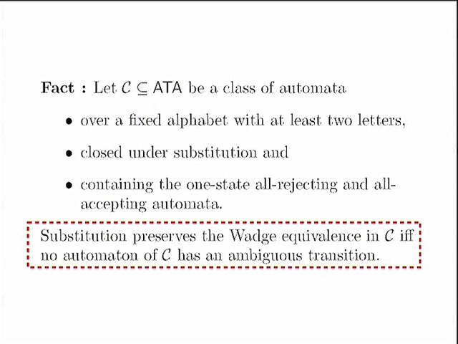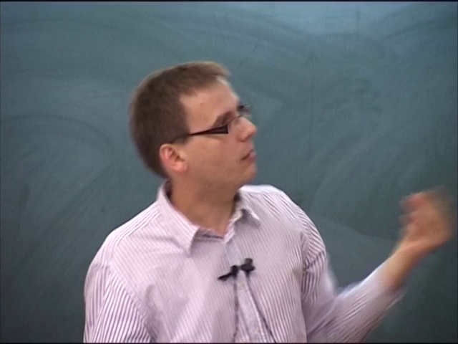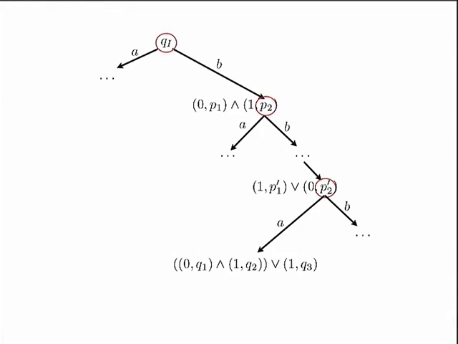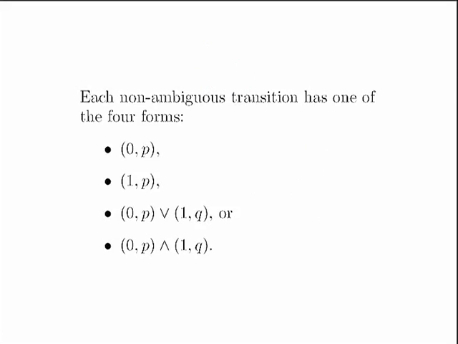the wedge equivalence under substitutions if no automaton has an ambiguous transition. If you don't have ambiguous transitions, then here's the proof, but I will skip it. If you don't have ambiguous transitions, then your transitions look like this. So basically, this is like a deterministic transition in a way, and this is something I would call a co-deterministic transition. So it's the existential player, the diamond player, who makes the choice, but he can only choose whether he goes left or right, but he cannot choose the state.